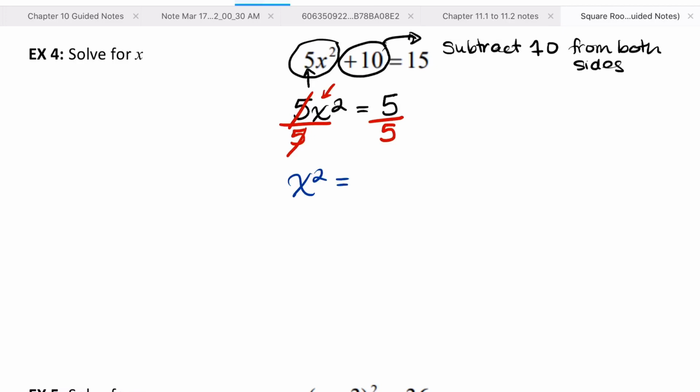So we've got x squared equals 5 divided by 5 is, let me use my calculator here. Oh, it's 1. So now you're going to do the square root property to both sides. And you're going to apply the square root to the left side and to the right side. And then you get x equals plus or minus 1.